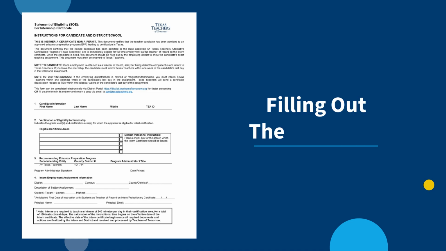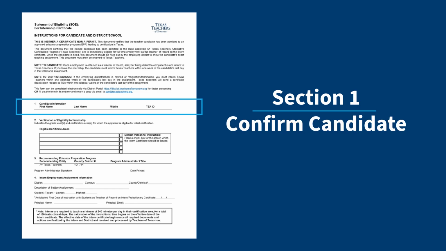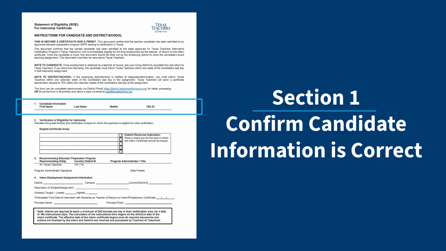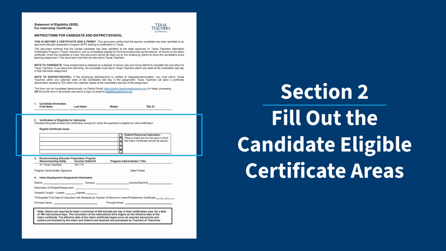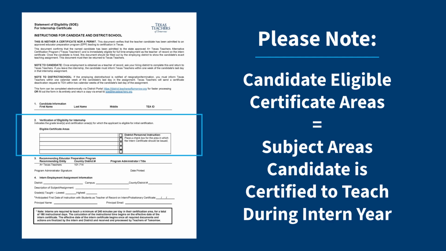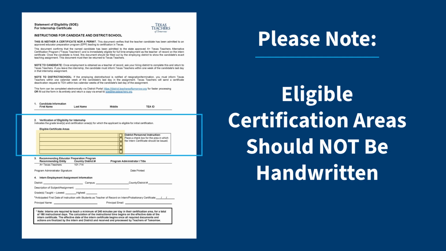Filling out the SOE form. On page 1 of the SOE form, confirm that all candidate information is correct. In section 2, you will see each certification area the candidate is eligible for. This indicates the exams the candidate has passed. Please check the box next to the certification area the candidate is teaching. To note, certification areas should not be handwritten in this area.